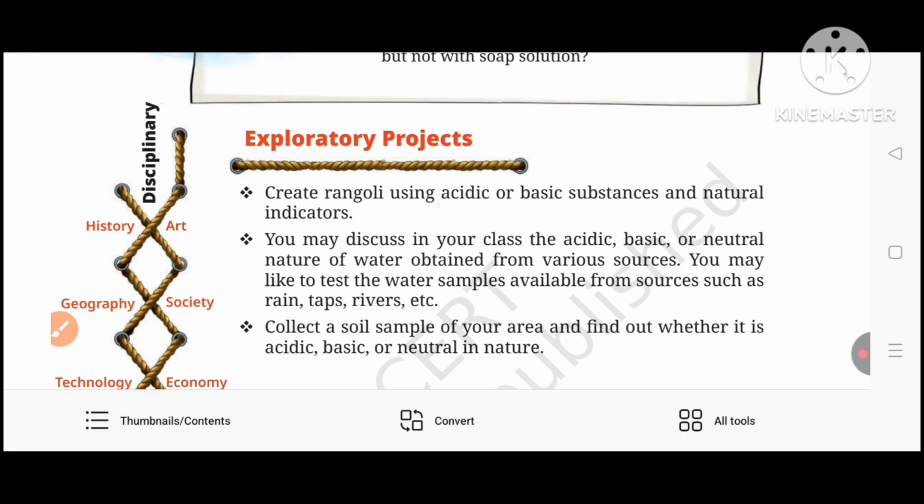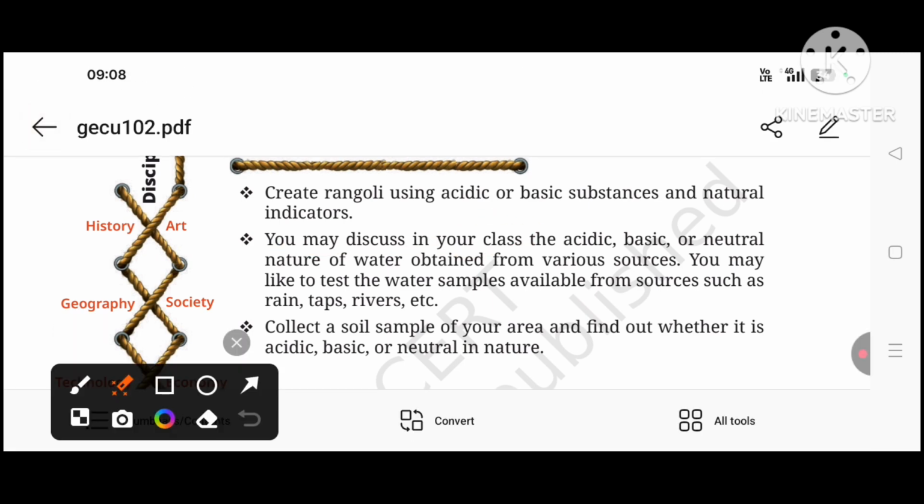You may discuss in your class the acidic, basic, and neutral nature of water obtained from various sources. You may like to test water samples from sources such as rain, taps, and rivers. You know about acid rain in some regions, and the most famous example is Agra, where the Taj Mahal is. Due to acid rain, the color of the Taj Mahal changed. This is additional information; you do not need to memorize it, so take it easy.